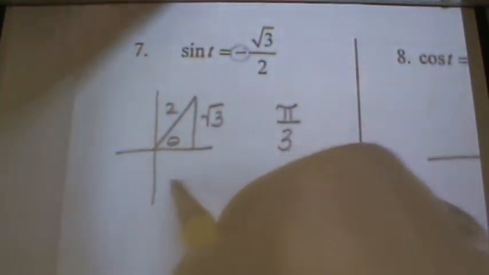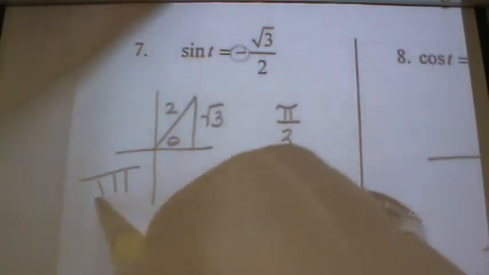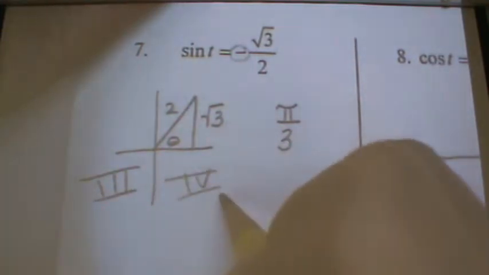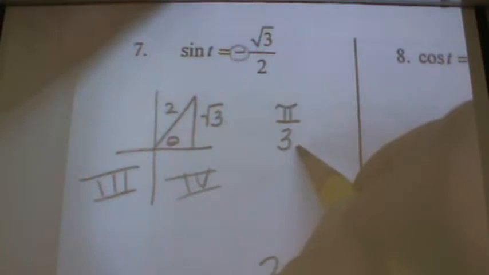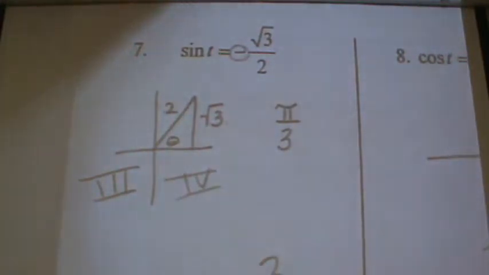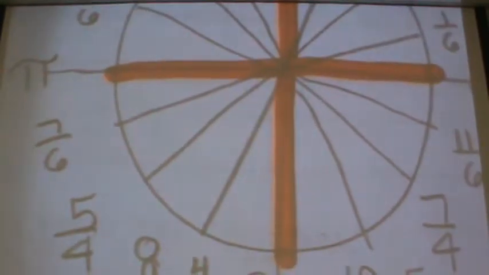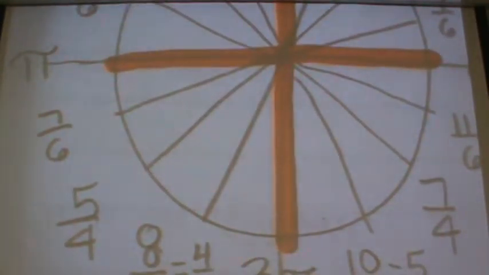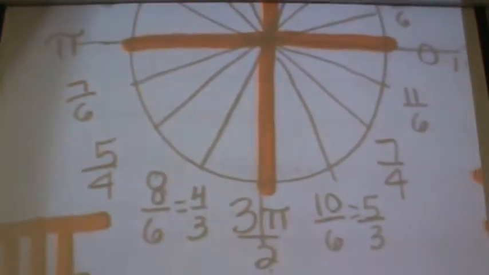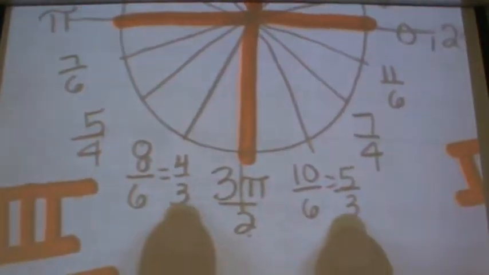Now, you're going to look at that. What two quadrants is the sine ratio negative in? It's negative in quadrant 3 and 4. So go back to that circle. You want that triangle that has a 3 in the denominator in quadrant 3. You want the 60-degree in quadrant 3 and quadrant 4. So what are those two answers?